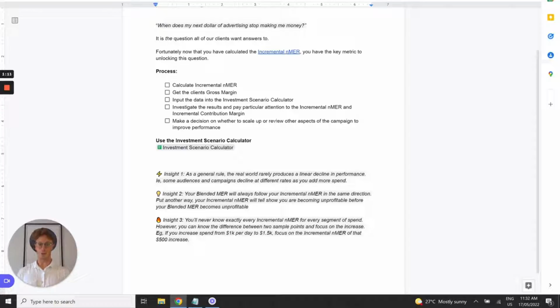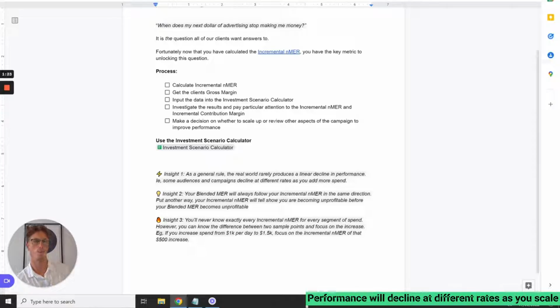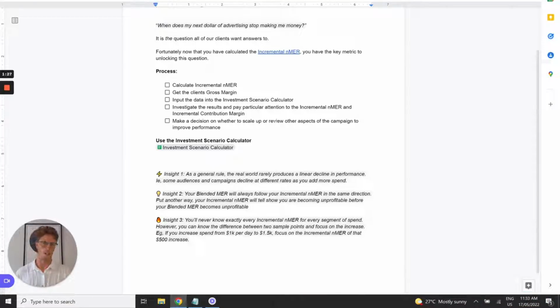As a general rule, the real world that we live in, not Excel or any modeling or forecasting software, very rarely ever sees a linear decline in performance. And we mean that each ad set or campaign or marketing channel or initiative will decline at different rates, or improve at different rates, as you add more investment. So that's worthwhile thinking about.